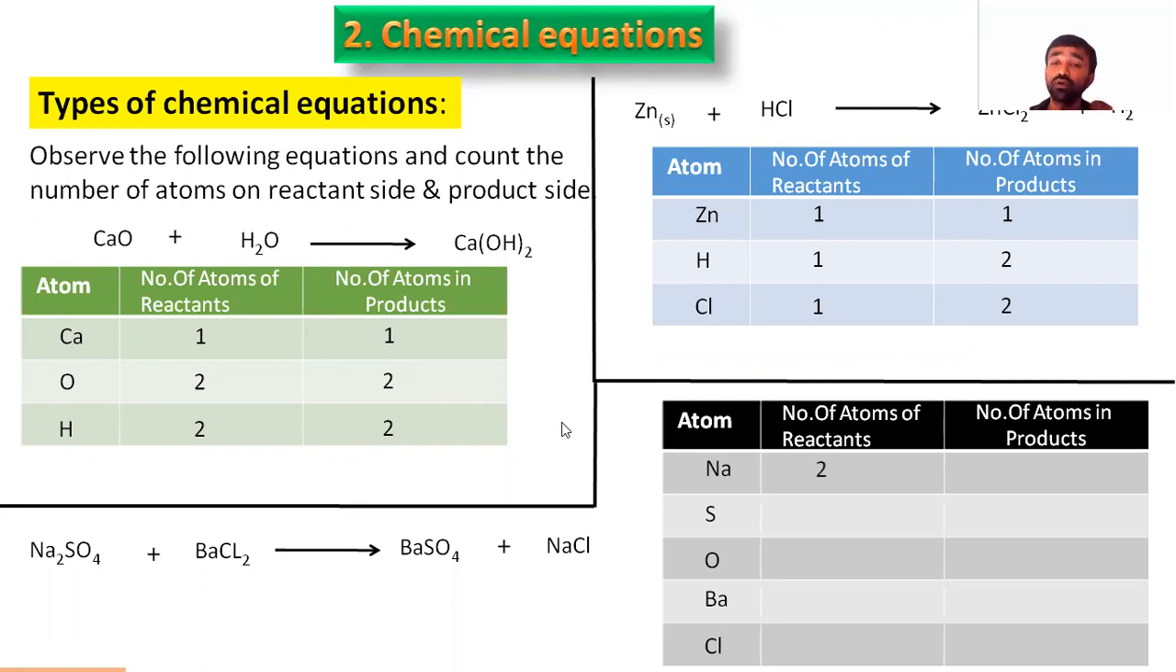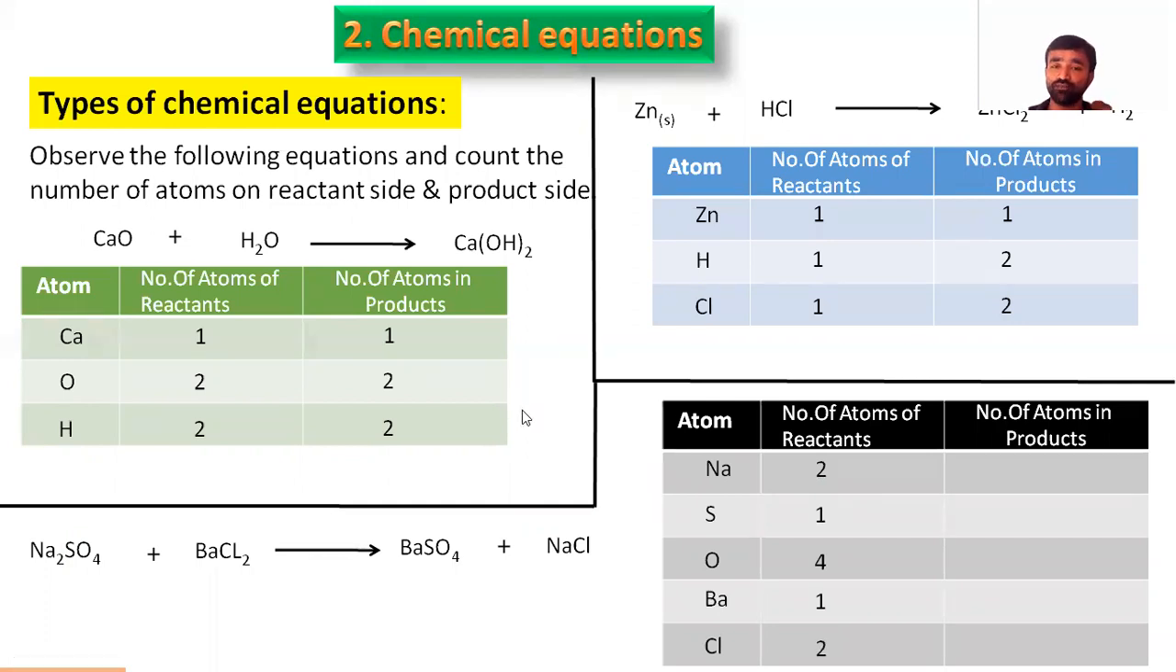So, sulfur. 4, sir. 1, sir. No, only one, because it is not enclosed in the bracket. If it is like this, you can take it as 4, right? No bracket. So individually, if there is no subscript, we can take only one, right? Then next oxygens, 4. Barium, 1, sir. Chlorines, 2. Then the RHS side.